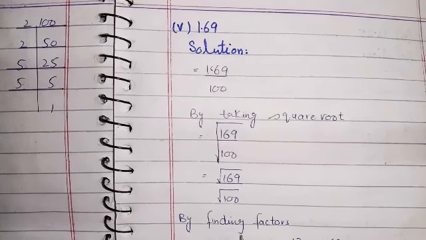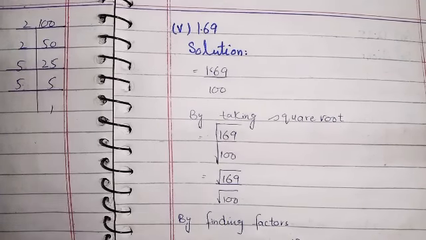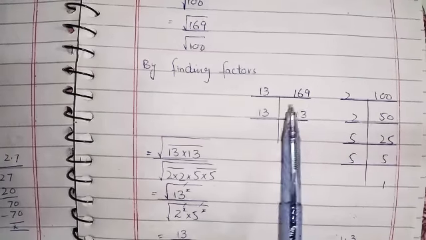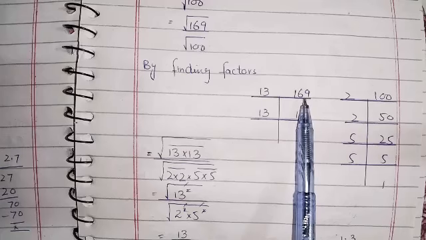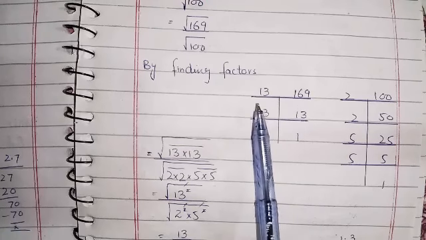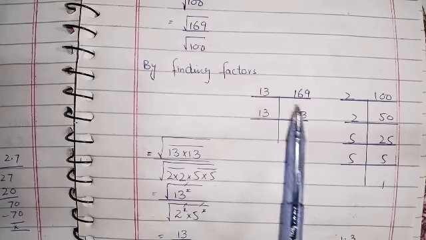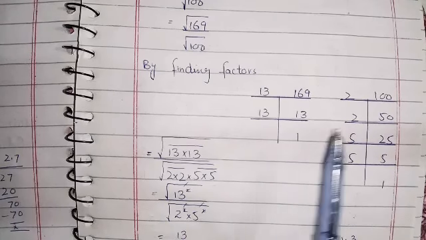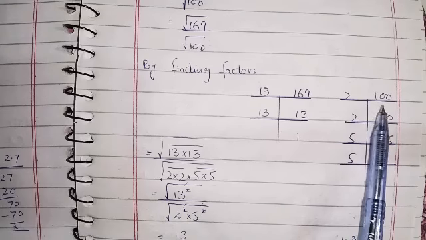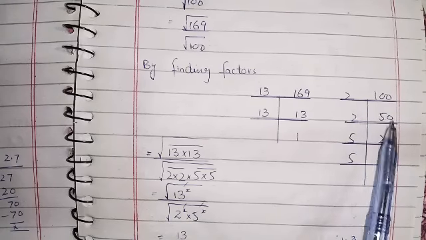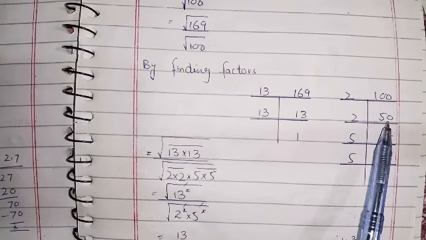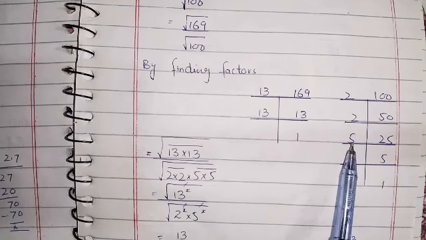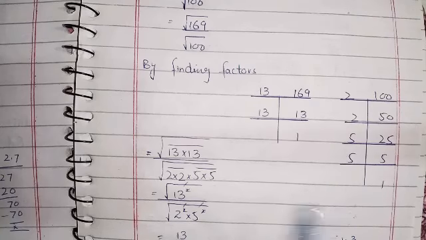Now students, we will find the factors of 169 and 100 by the prime factorization method. Here are the factors of 169. As you all know, 169 is only divisible by 13. So 13 13s are 169 and 13 1s are 13. Now here are the factors of 100. When we divide 100 by 2, we get 50. And when we divide 50 by 2, we get 25. 25 is only divisible by 5. So we get 5 5s are 25 and 5 1s are 5.